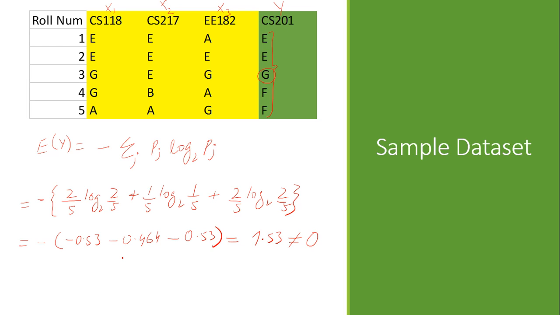So this is how we calculate entropy. I hope it's clear now. And in the next video, we'll talk about the entropy that is conditional to these columns CS118, CS217, and EE182.